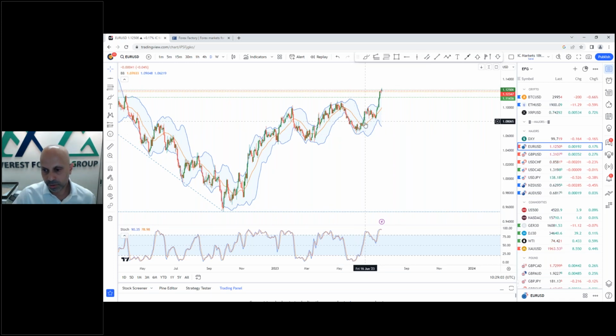And then you could use the stochastics to guide you to identify potential exit points once stochastic comes very close to 80 and perhaps even beyond 80 as well.